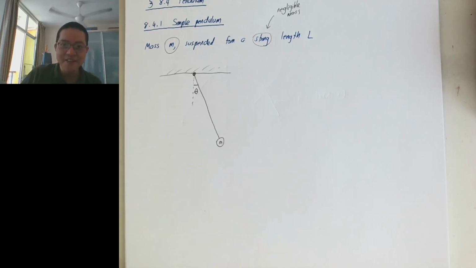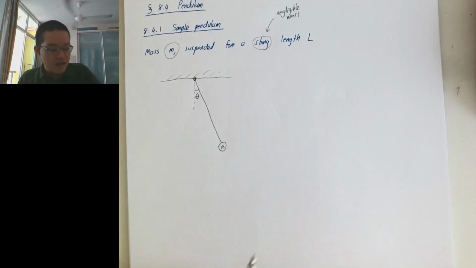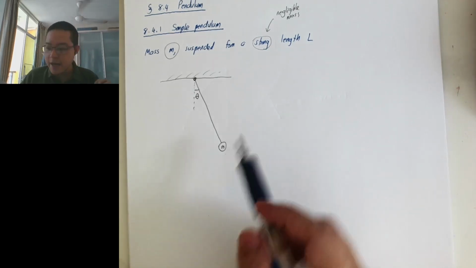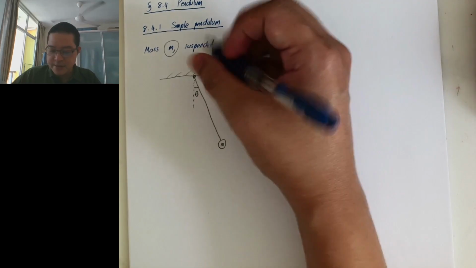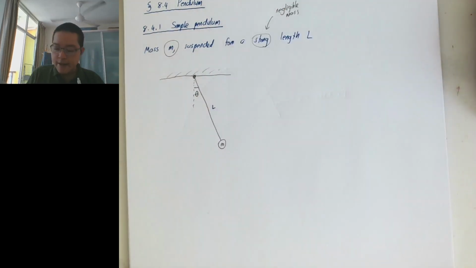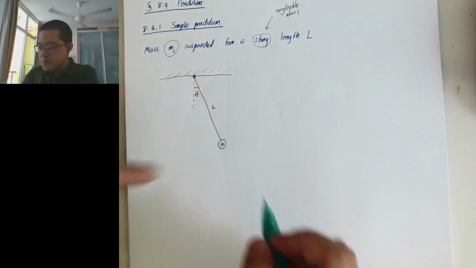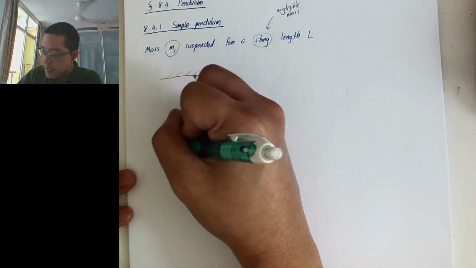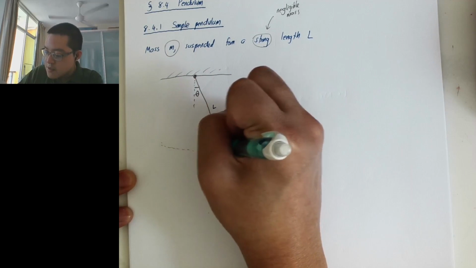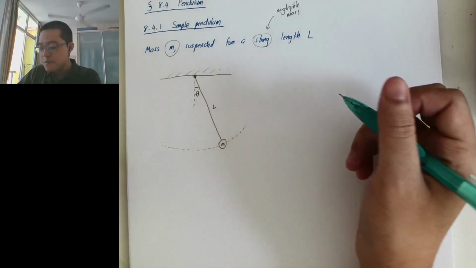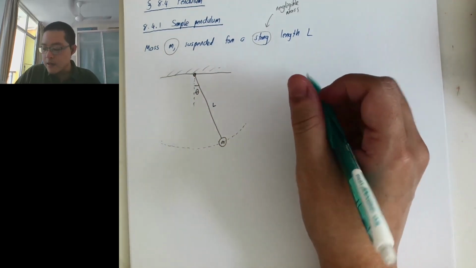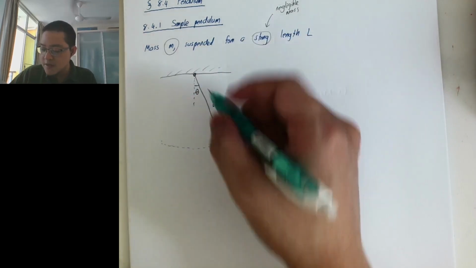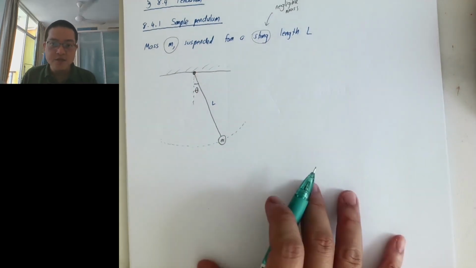Now let's try to solve this motion. I have a mass m hanging from a ceiling by a string of length L. I'm going to do an approximation. If it's swinging, then it's moving along part of a circle. So this is kind of like a circular motion. But we want to focus on the horizontal displacement only. But first, let us draw the free body diagram.